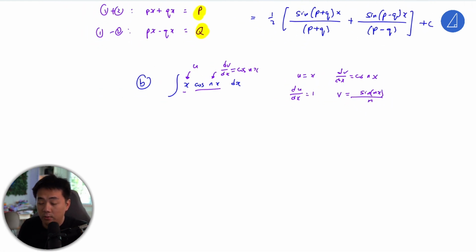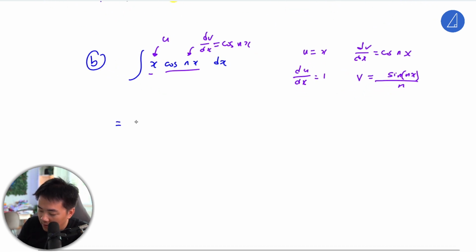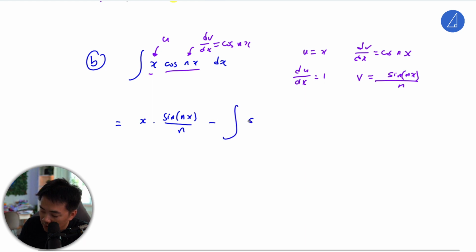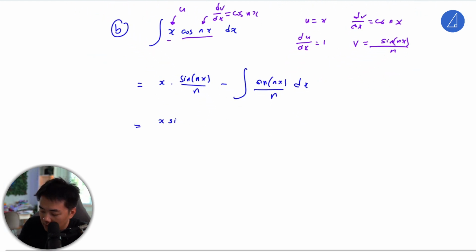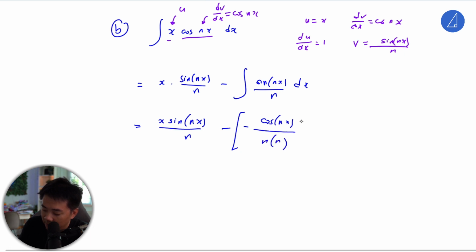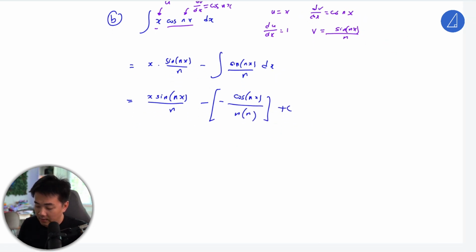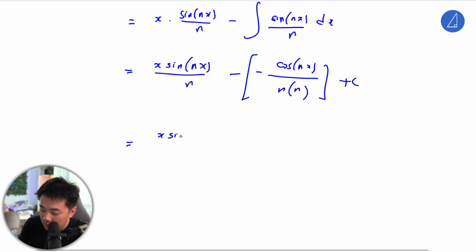Then we just use uv minus the integral of v du dx for integration by parts. So u multiplied by v will give us x sine nx over n, minus the integral of sine nx over n dx multiplied by 1. In this case, I get x sine nx over n minus minus cosine nx over n, plus c. So we get what we were told to show. That's good.